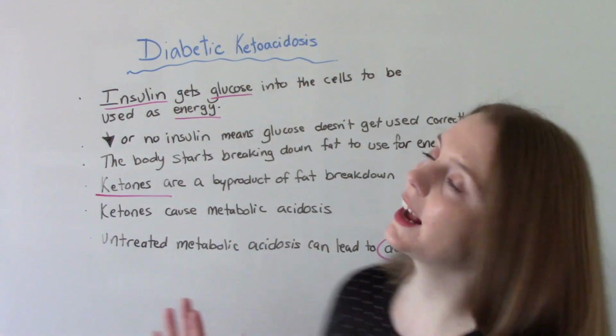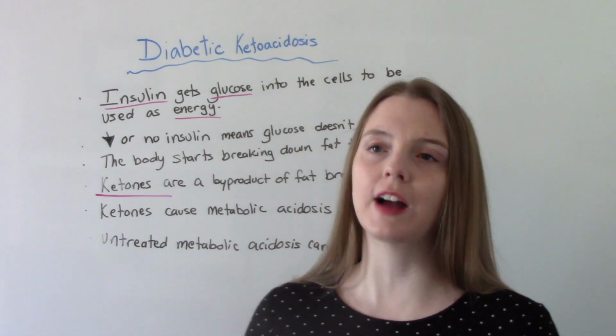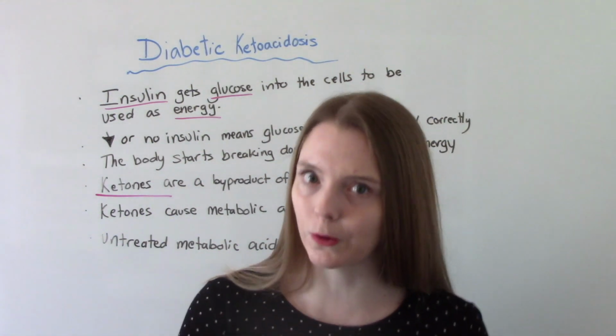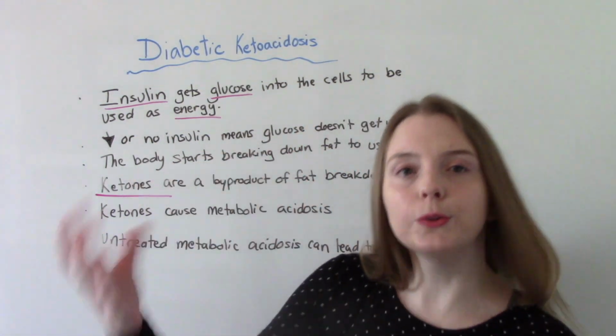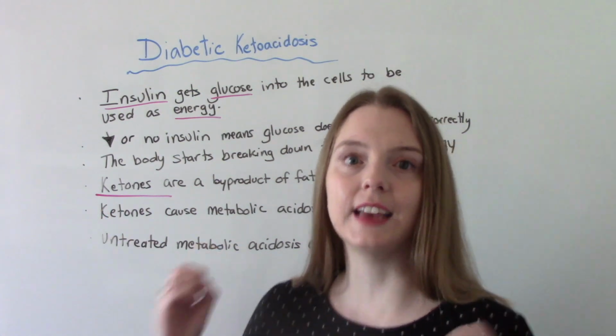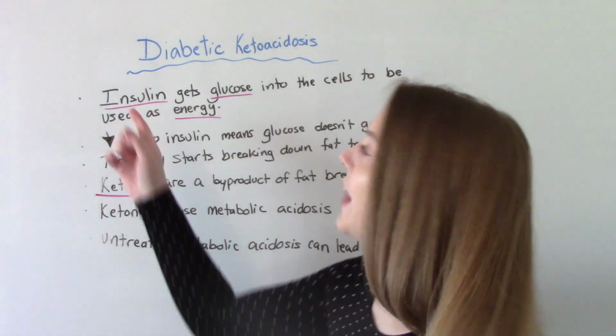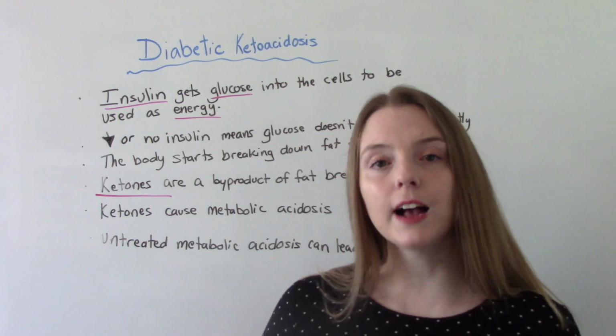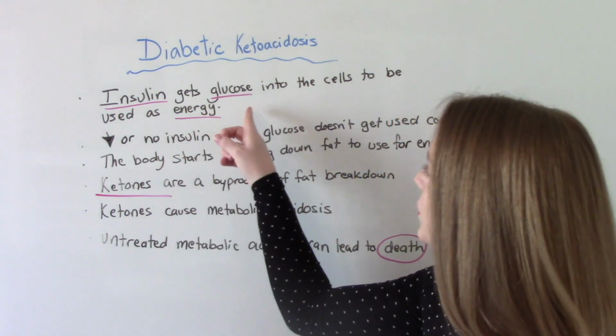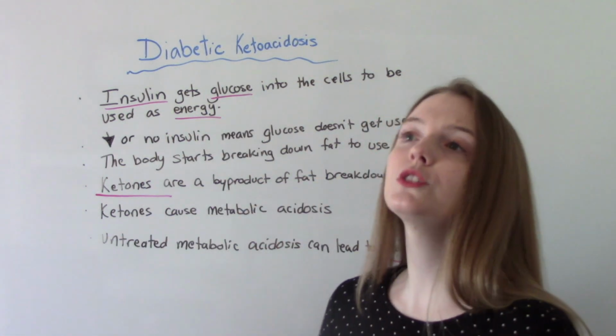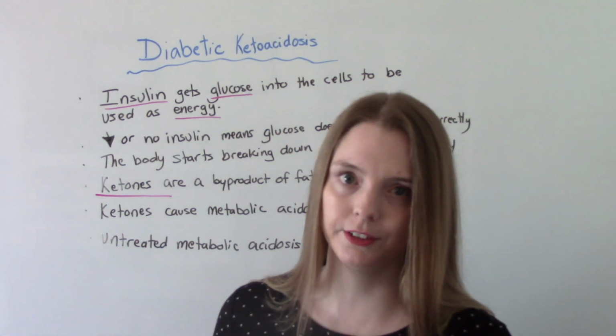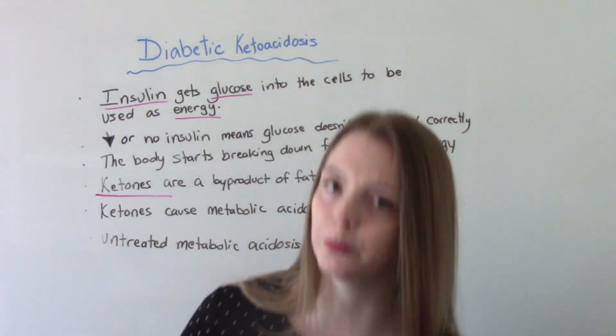So the first thing I wanted to do was remind you of how the body is supposed to work normally. Glucose is what we use to give us energy, so that's sugar. And then we have insulin. The job of insulin is to help get glucose into the cells so that it can be turned into energy. So that's how it should work normally.